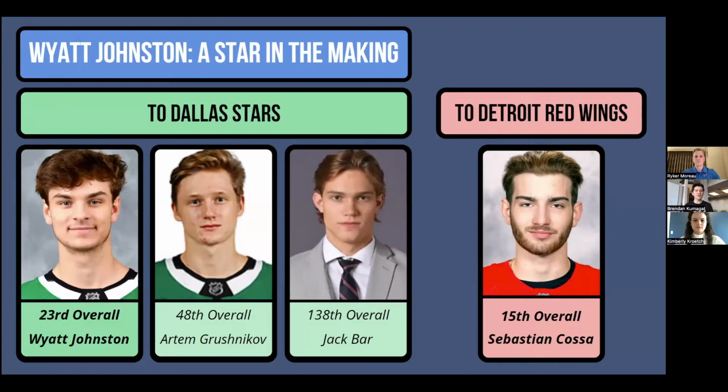During the 2021 NHL Draft, the Dallas Stars were on the clock with the 15th overall pick, but rather than making a selection, they traded down from 15 to acquire the 23rd, 48th, and 138th overall picks, where they selected Wyatt Johnson, Artem Grushnikov, and Jack Barr, respectively. In retrospect, the main player that stands out in this trade is Wyatt Johnson.